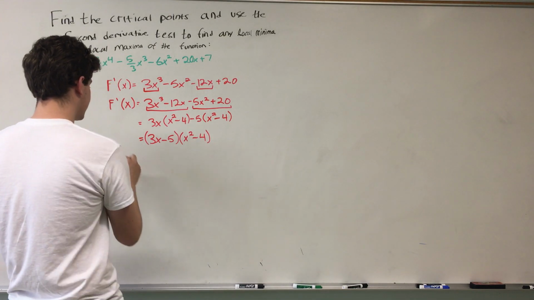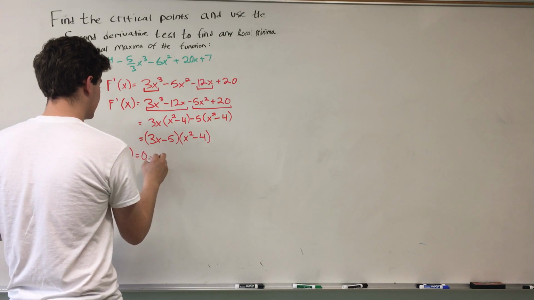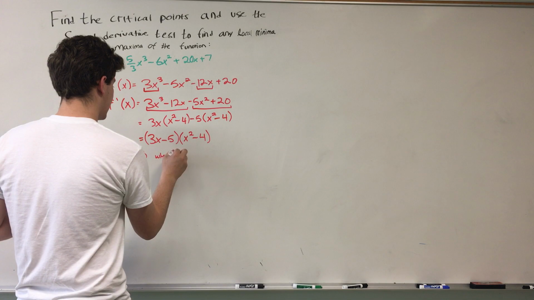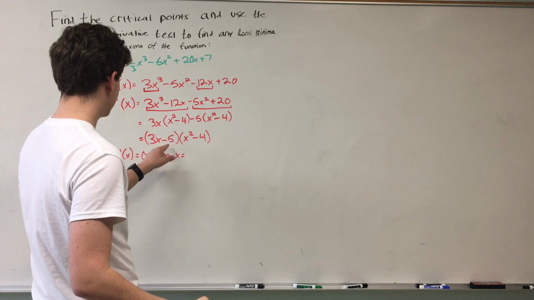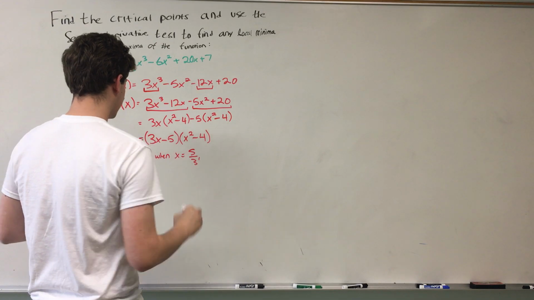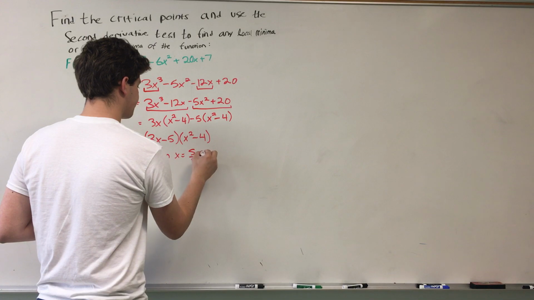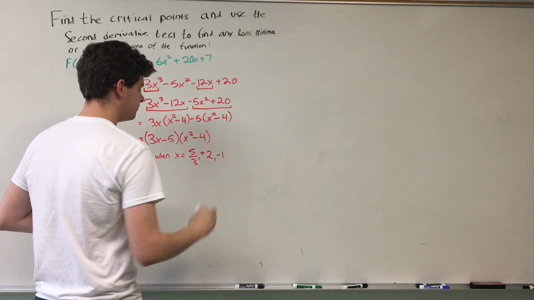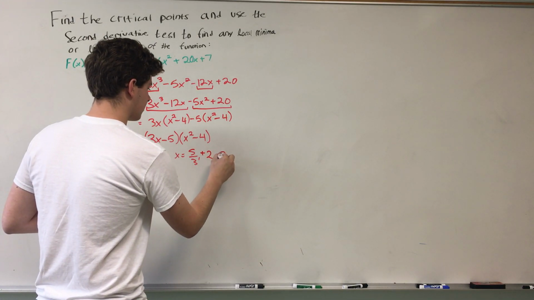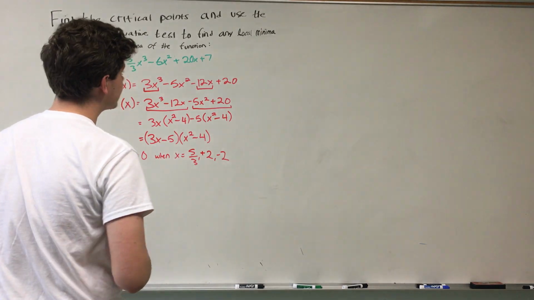And so then we can see that f prime of x is equal to 0 when x equals, looks like 5/3, plug 5/3 back in there, yes, and then plus or minus 2. Okay, so we found our critical points.